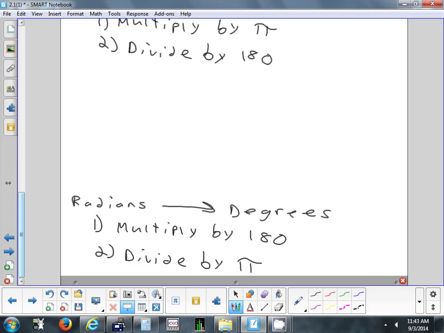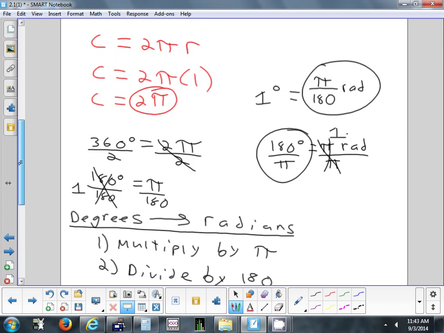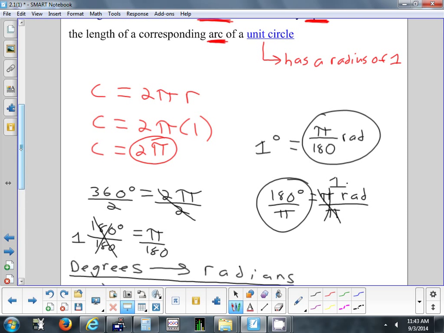Okay, the way I'm going to help you to keep track of it is whenever you see the number 180, I want you to think of 180 as the number that we always associate with degrees. So when I ask you, what number do you think of when you think of degrees? We're going to think of 180. What number do we think of when we think of radians? Pi. So pi is going to be the number you think of with radians, 180 with degrees.